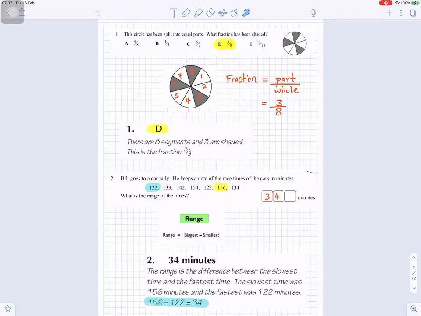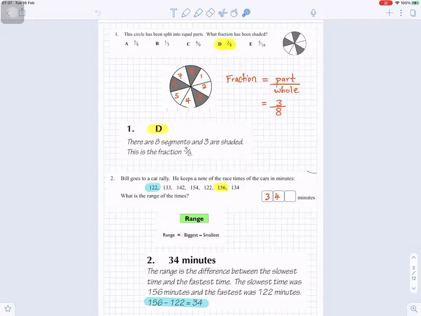Bill goes to a car rally. He keeps a note of the race times of the cars in minutes. What is the range of the times? Range is given by the biggest minus smallest. Remember that. Range is given by the biggest minus smallest, or the highest minus the lowest.